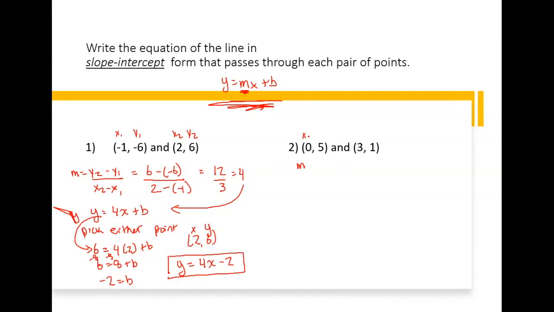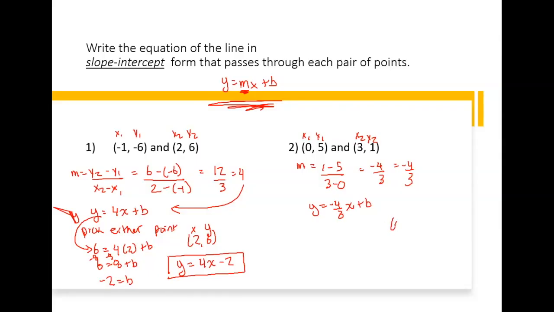Let's do the next one. So I have x1, y1, x2, y2. I have 1 take away 5 over 3 take away 0. That's -4 over 3, so -4/3. It's fractions, which freaks people out, but that's okay. So I have -4/3 x plus b.